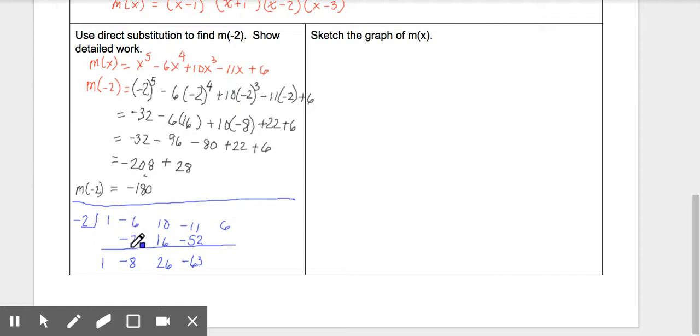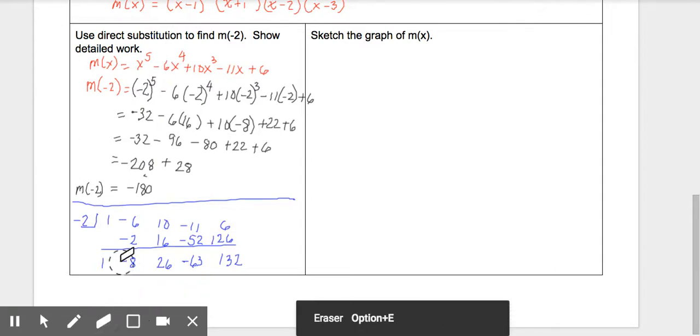1, negative 2, negative 8, positive 16, 26, negative 52. So 63. This is 126. So this is only 132. So what happened here? This is 2 to the 5th. Oh, we forgot that there's a 0 here.